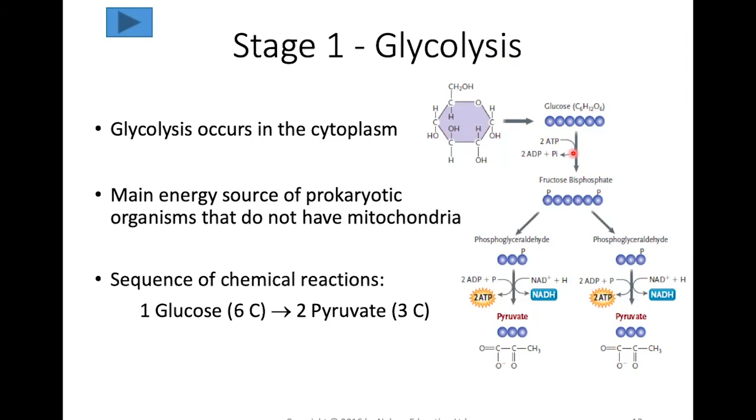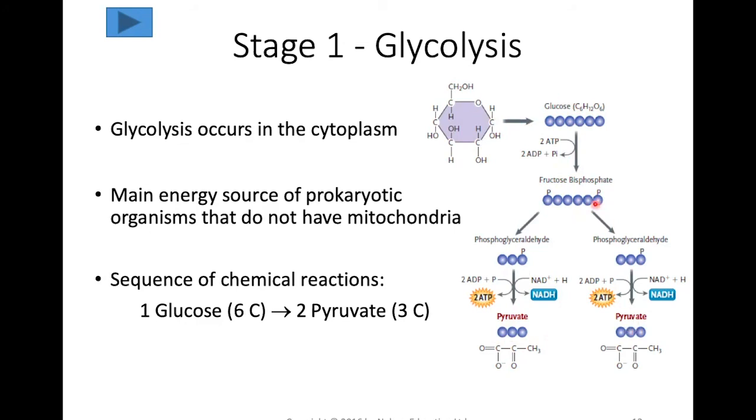Now, there's a sequence of chemical reactions, as I mentioned before, a number of different steps that have been broken down into just a few that you can see here. But ultimately, we are taking a 6-carbon glucose molecule, and through different processes, phosphorylation, and then splitting it up into 2, we are producing 2 3-carbon pyruvate molecules. So your starting product is your 6-carbon glucose. That glucose is then split up into 2 3-carbon pyruvates.